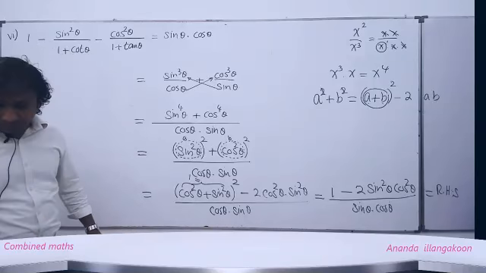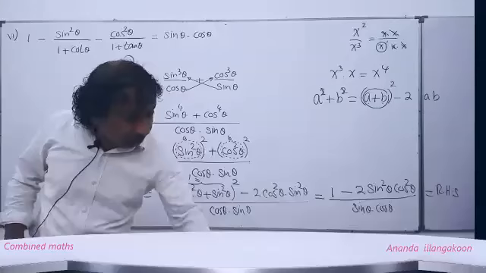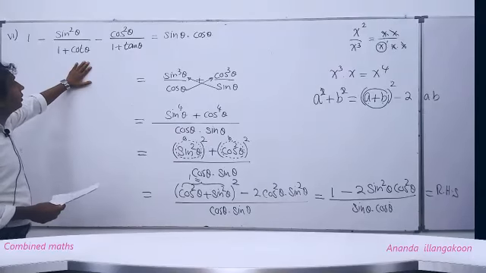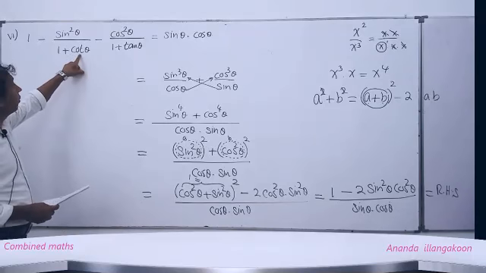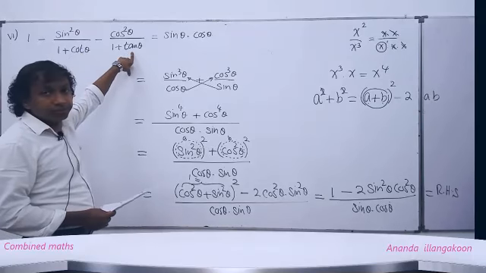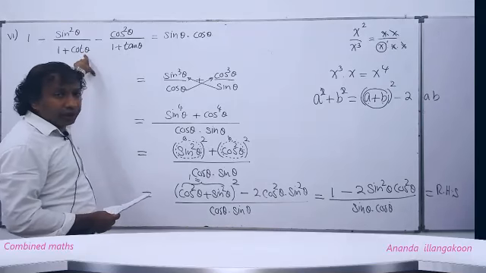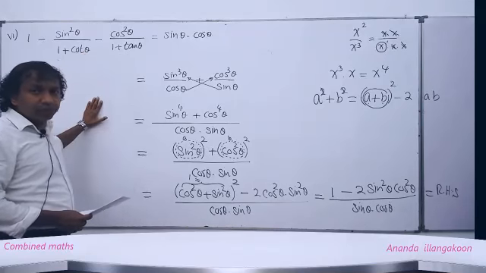Okay. So then people, the next question is this. Again, to get this answer, write this cot theta and this tan theta in terms of sin and cos, and keep simplify the left hand side. Okay.